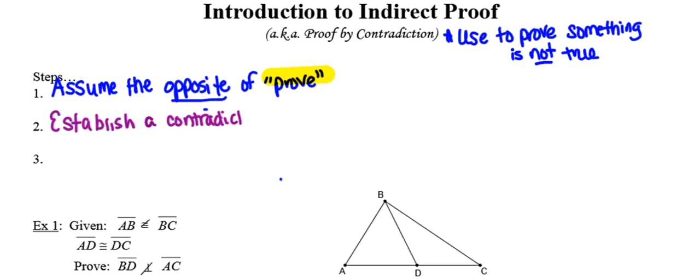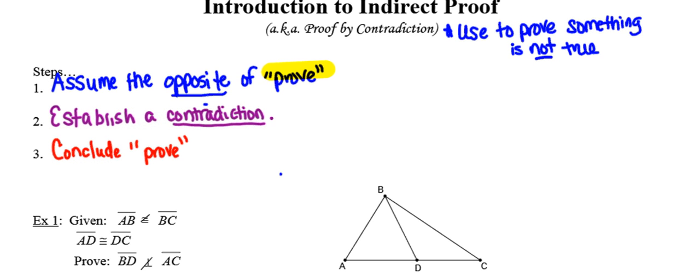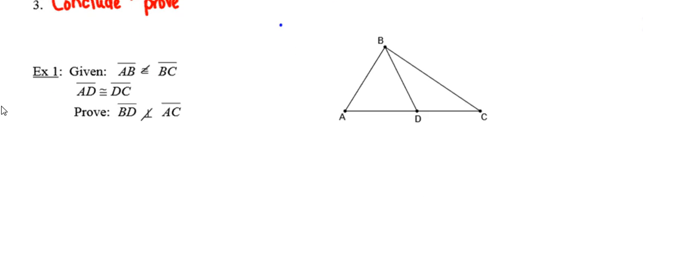A contradiction is going to be 2 statements that both can't possibly be true at the same time. And then the last thing that we're going to do is once we establish that contradiction, we know that our proof must be a true statement. So our last step is to conclude what we're trying to show is indeed a true statement. All right, and there's no better way than just to jump right into this, so let's go ahead and get started. In example 1, we've got those givens.